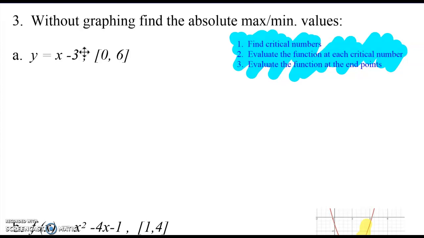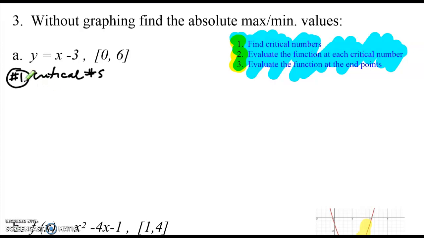Okay, let's look at number 3 here. We're given the function y equals x minus 3. The steps are on the side here. Number 1, find the critical numbers. Number 2, evaluate the function at each critical number. And number 3, evaluate the function at each endpoint.